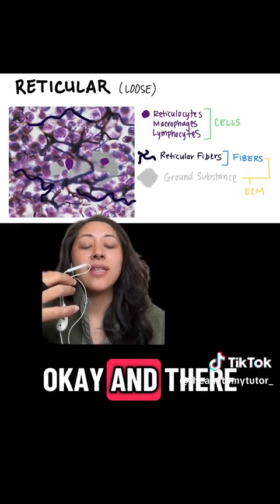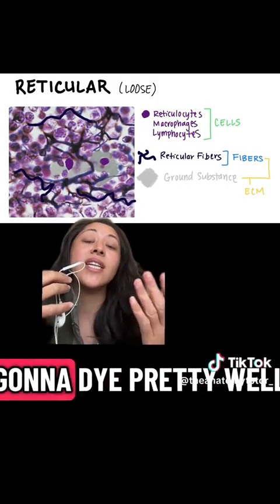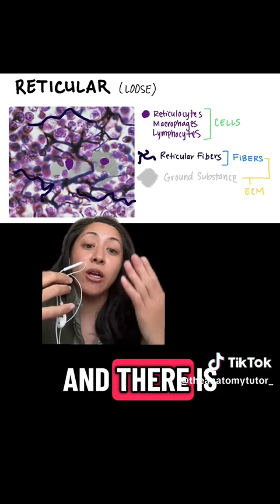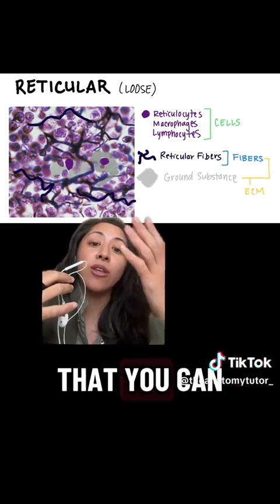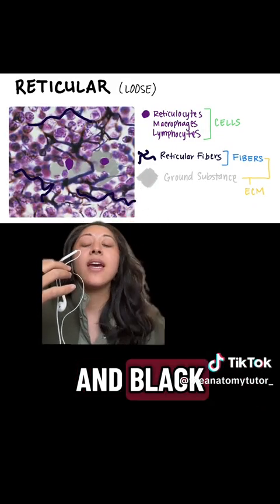Okay, and there are the darker fibers. So you'll see comparatively, reticular fibers are going to dye pretty well, and there is ground substance that you can identify with that contrast of white to the purple and black, and that's how you know it's loose.